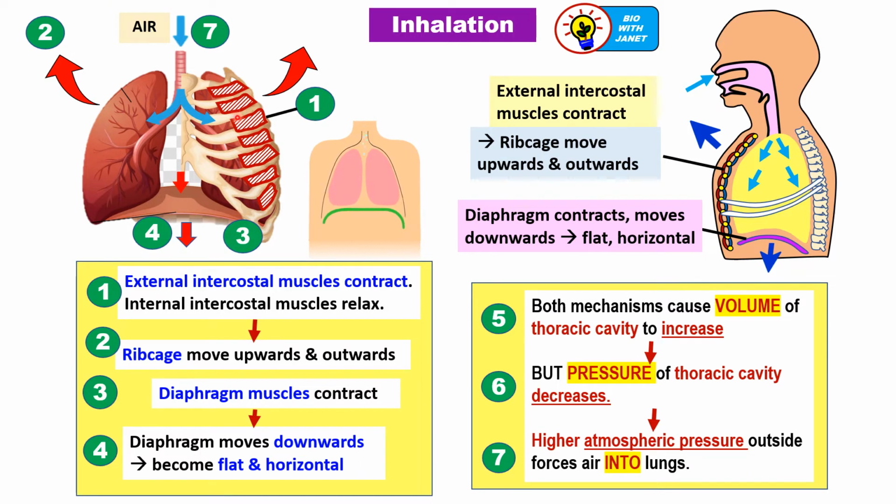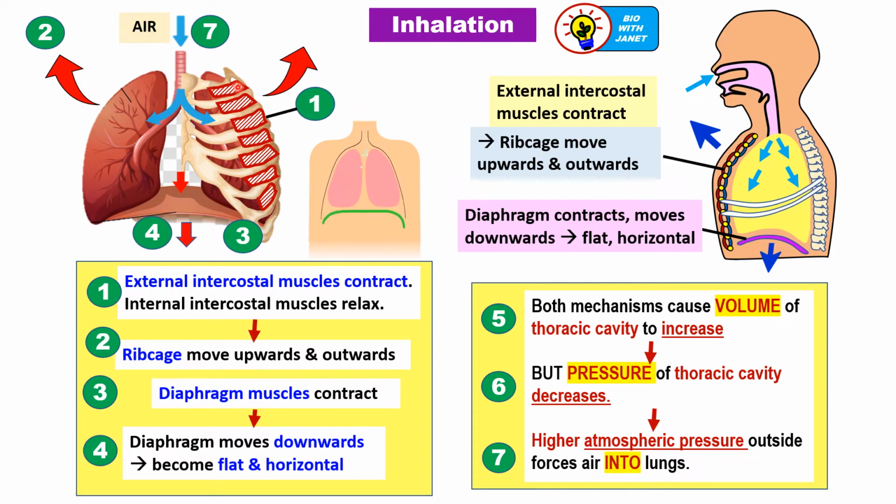So here we see the red strips here, they represent the external intercostal muscles. So external intercostal muscles contract. At the same time, internal intercostal muscles must relax, because these two sets of muscles are called antagonistic muscles. They work in opposite ways to one another. When one contracts, the other will relax. Okay, you'll study about that later. So external intercostal muscles contract, but internal intercostal muscles relax. Now, when the external intercostal muscles contract, the ribcage will move upwards and outwards, right?